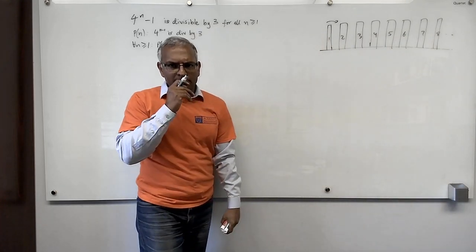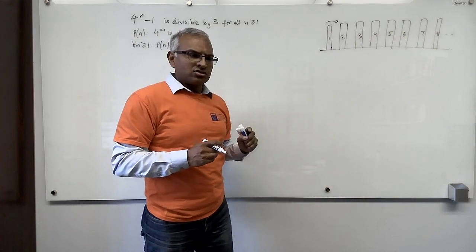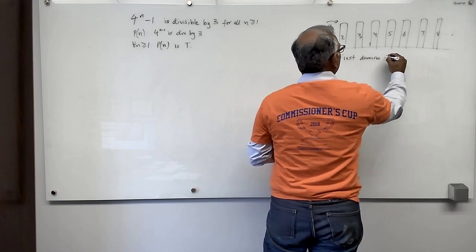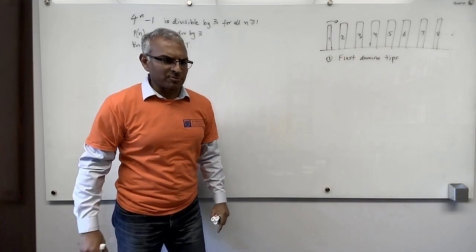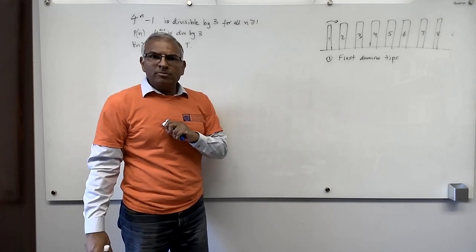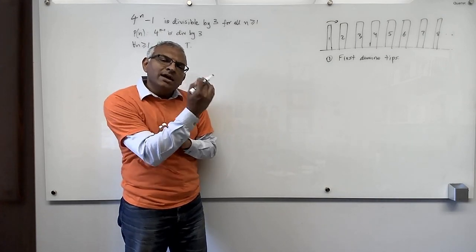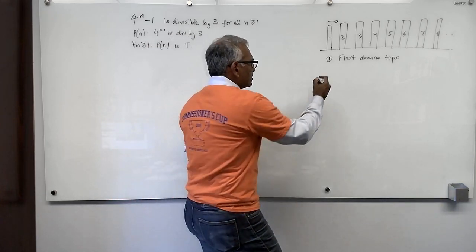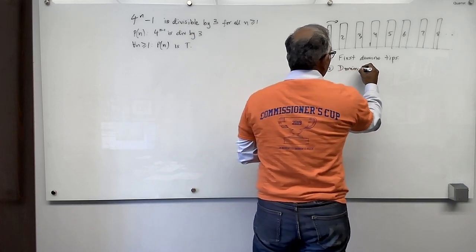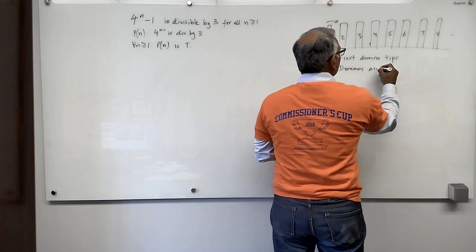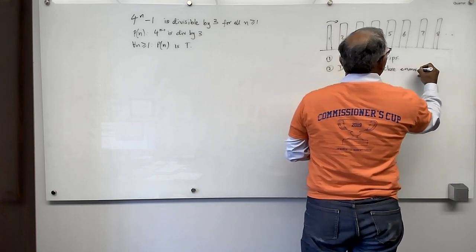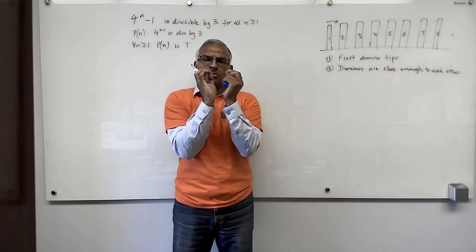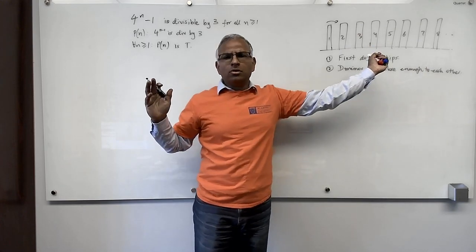Okay. Now, how do we know that all the dominoes tip? Well, for sure, we know that the first domino tips, because that's what your mischievous brother did. Now, how we know that all the dominoes tip relies on the way in which you constructed this line of dominoes. You made sure that the dominoes were close enough to each other. So consecutive dominoes are close enough to each other. Okay, and if you know that consecutive dominoes are close enough to each other, and you tip the first one, we all know that all the dominoes tip.